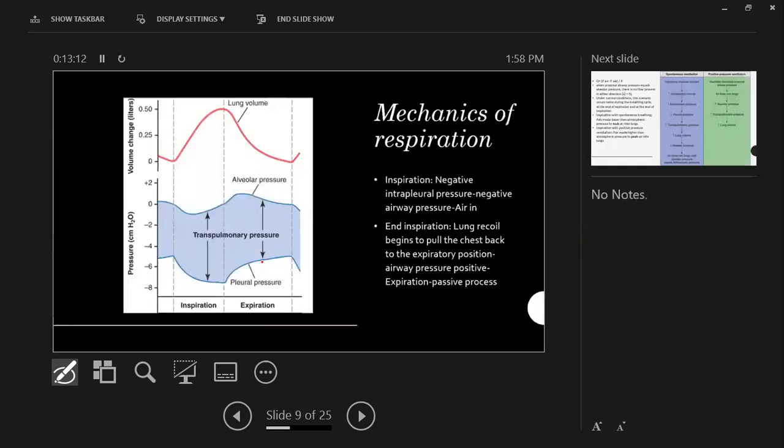So this is another diagram which depicts the fall in transpulmonary pressure associated with increase in lung volume. Okay. Are you able to make this out? So during inspiration, there is a negative pleural pressure. See, compared to the alveolar pressure, your pleural pressure dips more, resulting in pulling in of more air. So this is inspiratory phase. During end inspiration, lung recoil happens. So lung recoil begins to pull the chest back into expiratory position. Airway pressure becomes more positive and expiration happens. Expiration is usually a passive process and it is not active.